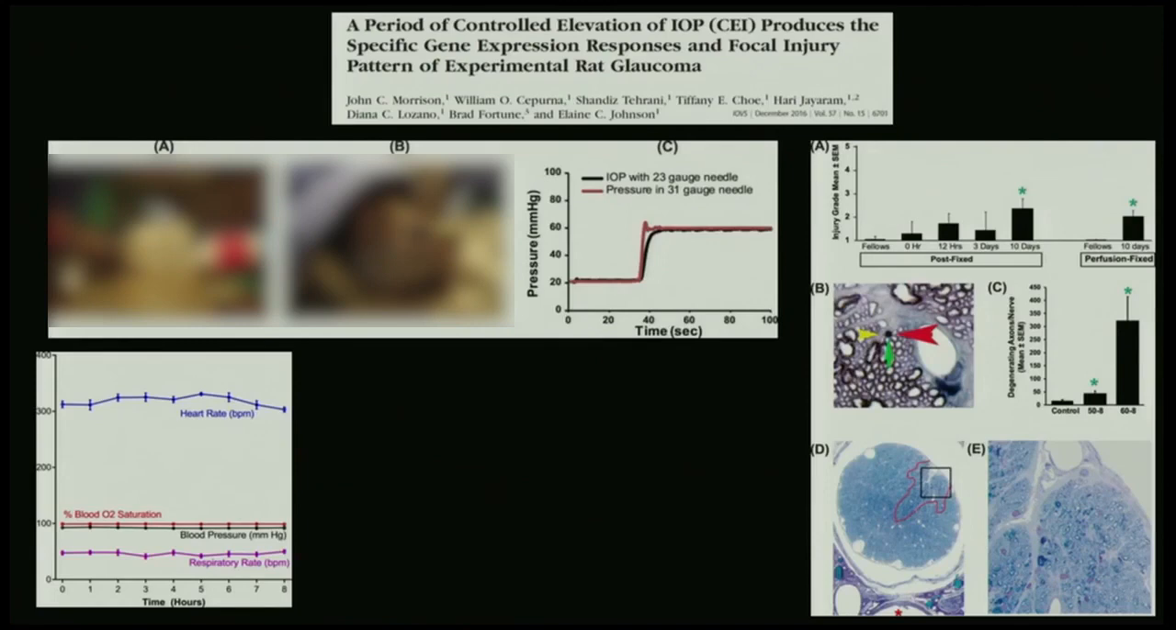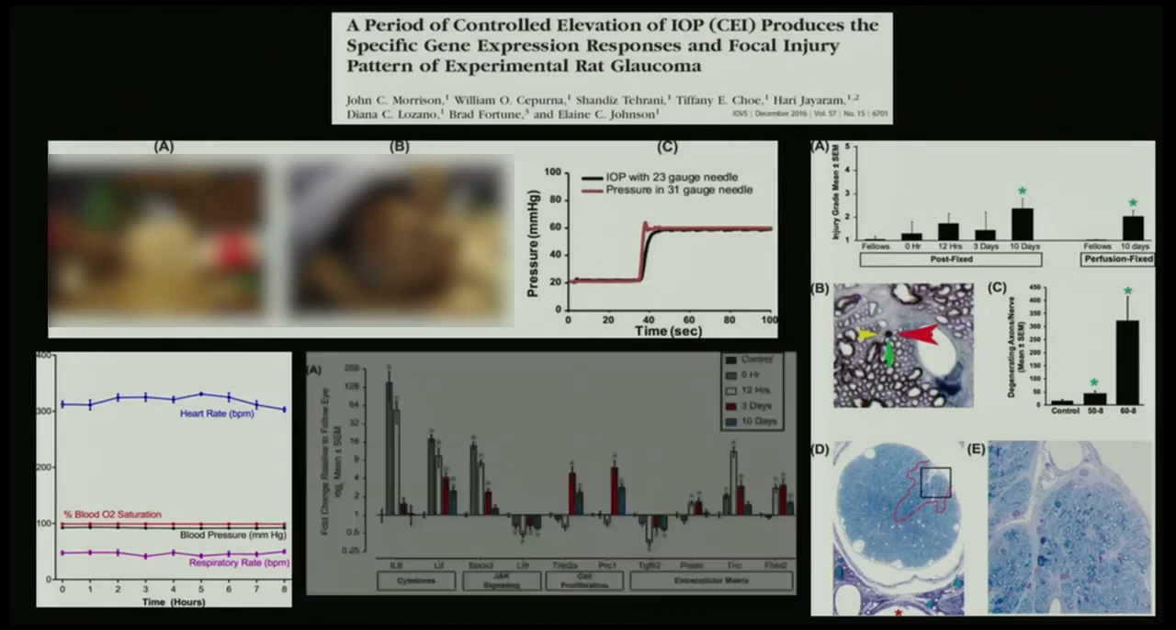And interestingly, when compared to the 50 millimeters of mercury at 8 hours, that caused some statistically significant changes over controls, but really it was the 60 millimeters of mercury that caused the most significant injury that we could see. And again, the injury is this focal area of axon degeneration that we can see at the level of the optic nerve head.